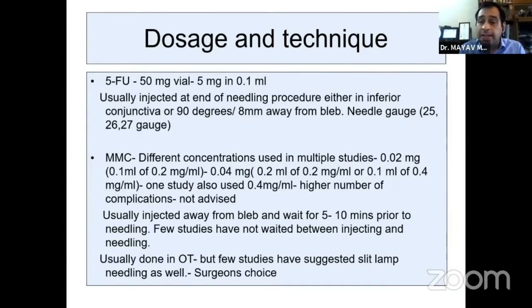Timing of injection again has varied. Many studies have injected 5 to 10 minutes before needling. Few studies have injected during needling as well, and usually injected away from the bleb area. Needling procedures ideally should be done in the operation theater itself, because it gives you better control and better handling. And in case there is some sort of complication like hemorrhage into the anterior chamber or sudden AC shallowing, it will give you more control compared to the slit lamp. But few studies which I have mentioned have also done slit lamp needling, so it's ultimately a surgeon's choice.